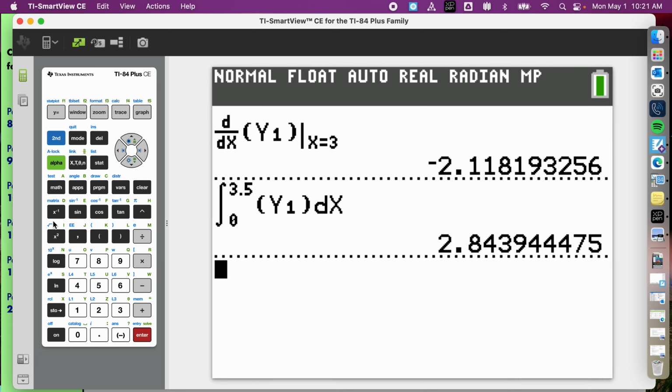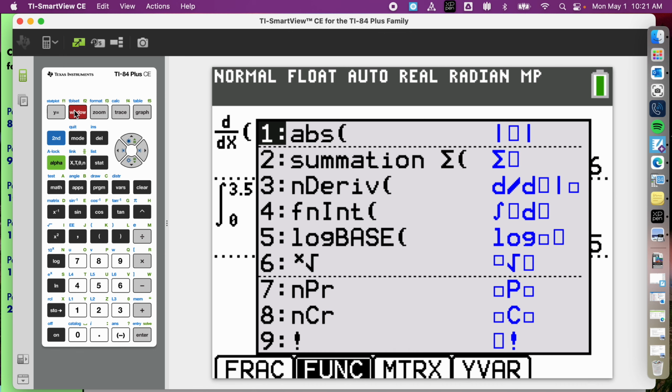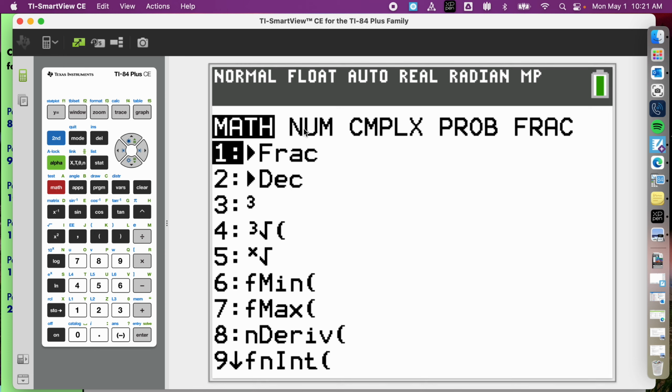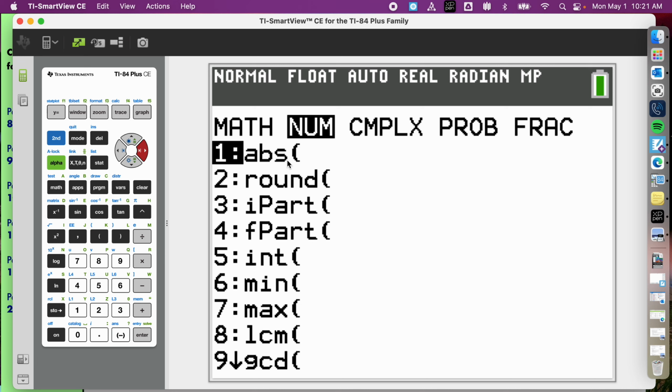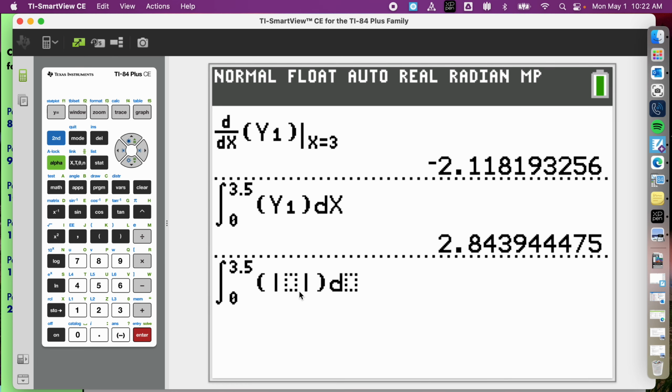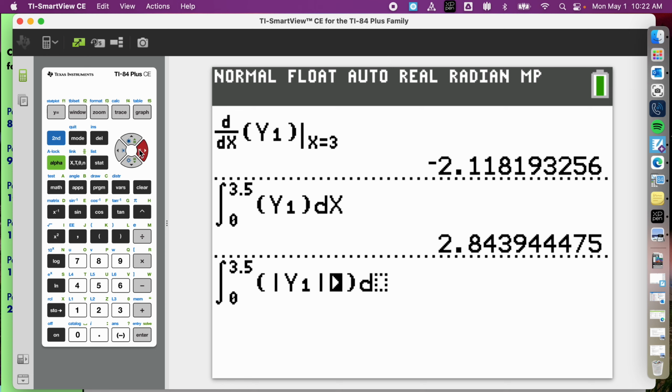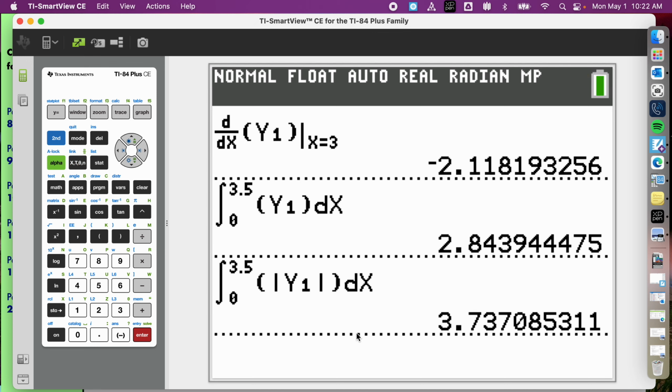If we want absolute value for total distance, I'm going to type very similar. 0 to 3.5. And then before I get to the equation spot here, the absolute value symbol is under math. If I move over to number stuff, it's absolute value. This is basically all the buttons that deal with direct number values. So then the absolute value symbol's there. Now I would just type in Y1 or type in the equation again. You could do that every time, it's just so slow. And then this would be the total distance.